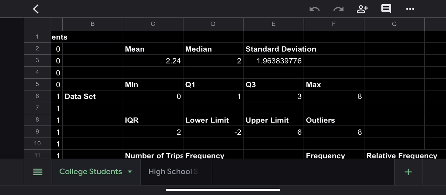1, quartile 3 was 3, and the max was 8. The IQR was 2, lower limit -2, upper limit 6, and there was one outlier, which is 8.